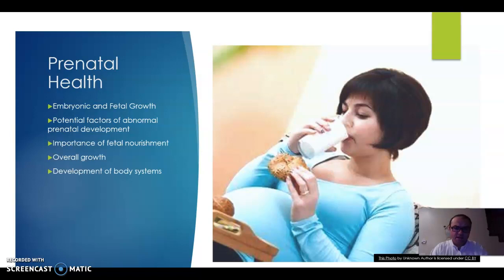And there's also genetic things. Overall growth is very important, and each person grows differently and will have genetic differences. And each body system also can be affected from genetics and physical constraints. But overall, the body needs to develop in order to be ready for the world.